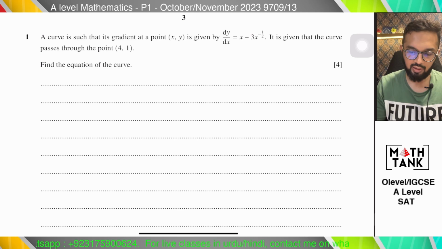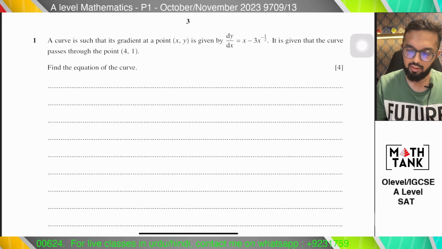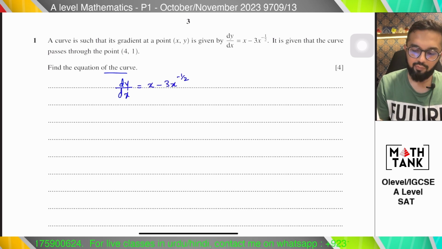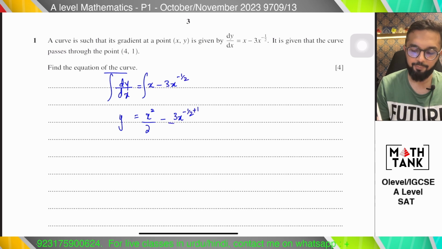This is a curve such that the gradient is given by this. It is given that the curve passes through the point. Find the equation of the curve. So this looks like a simple integration question. I'm going to write my differential first and then put an integration sign on both sides, and say that this becomes x squared over 2 minus 3x power minus half plus 1 divided by half plus c.